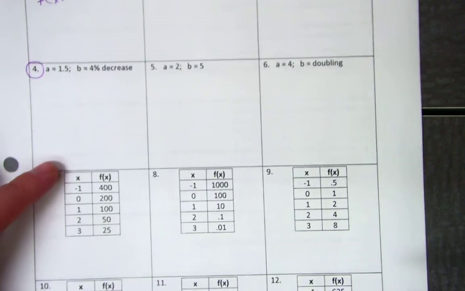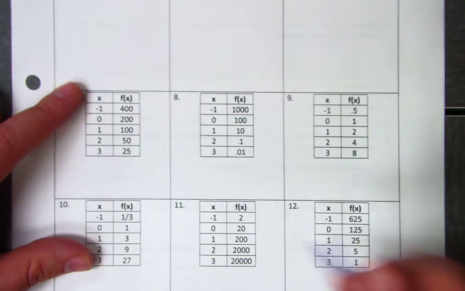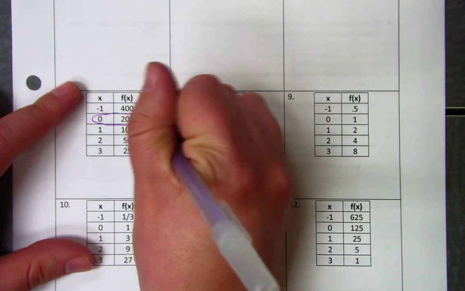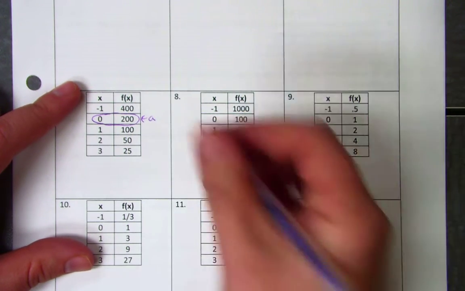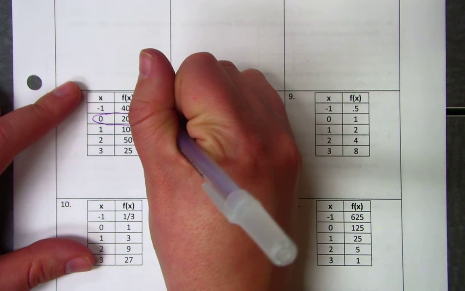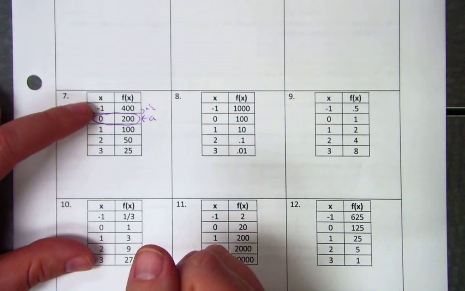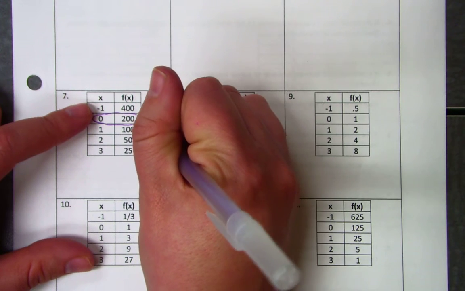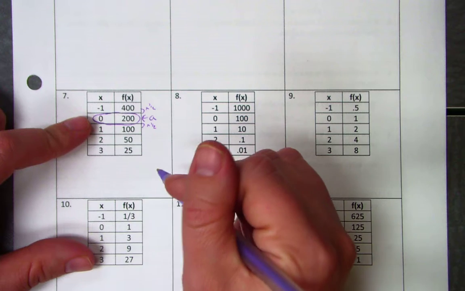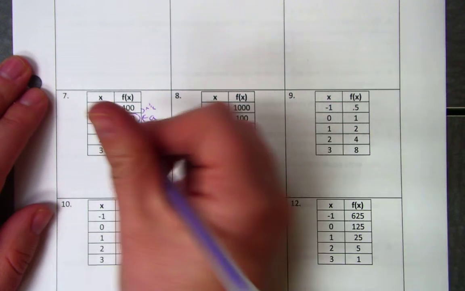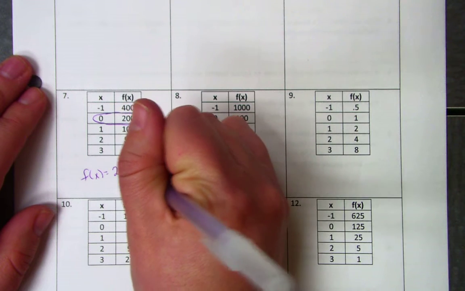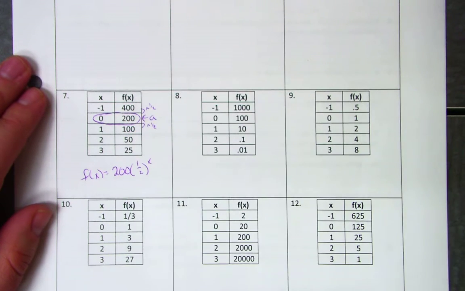And then same thing down here. This is just kind of like the last page. You find your starting place. So that's your a value right there, 200. And then your b is what the pattern is doing. So 400 times a half would be 200. 200 times a half would be 100. And then each time it's multiplying by a half, so your b value is 1/2. So your function would be this, a times b to the x power.